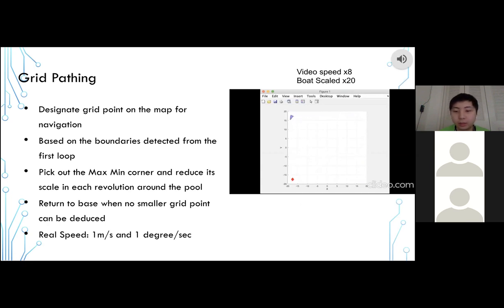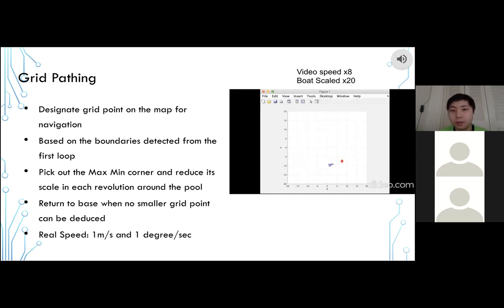On the side, this is a video showing how the boat would proceed under the grid pathing program. So the boat will start from the bottom center position, go to the furthest grid on the bottom right corner, and then move along the corners in a counterclockwise motion. Also, this video was sped up 8 times and the boat speed was actually scaled up to 20 times. So it looks fast, but in actuality, it's moving at an actual speed of 1 meter per second and turning at 1 degree per second.